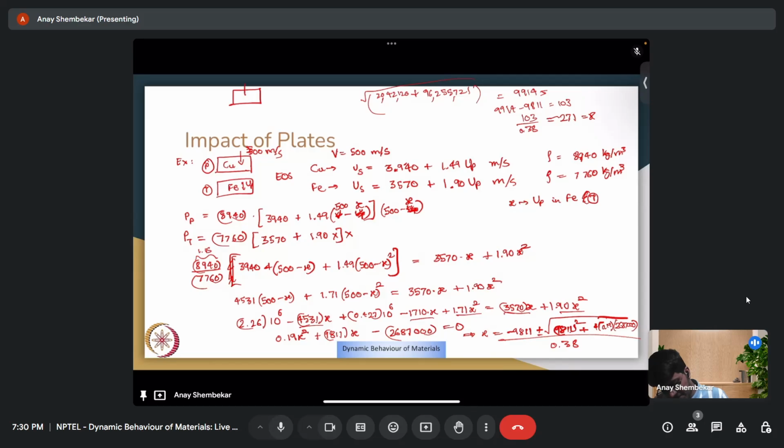So which means that if the copper plate impacts at 500 meter per second, this is my copper plate, iron target at t less than 0, this is at rest, then you would have a shock wave generated in both, and here the particle velocity UP would be around 271 meter per second. It's a pretty high particle velocity, but I think if I made a mistake in the calculation, I'm not sure, but this is what it seems to be.